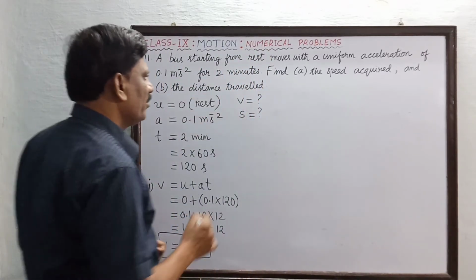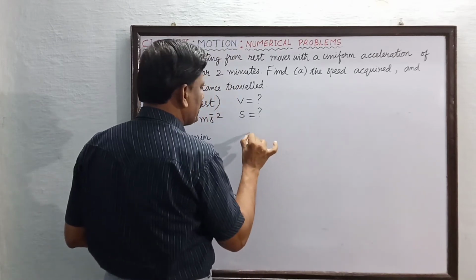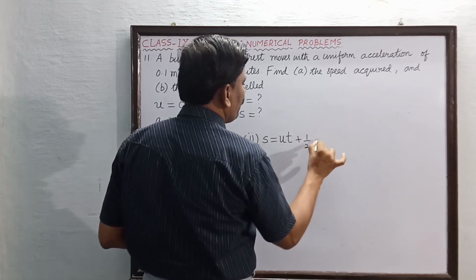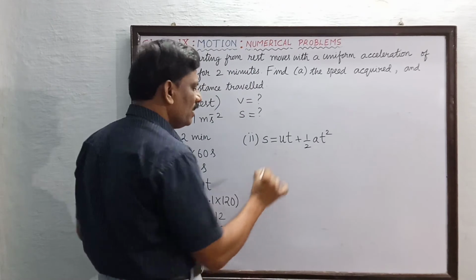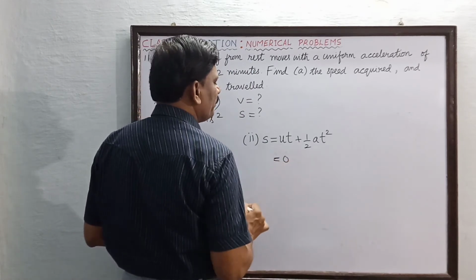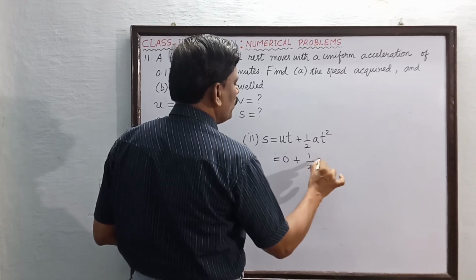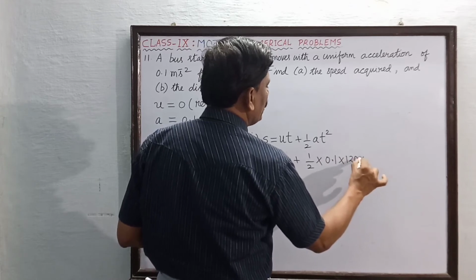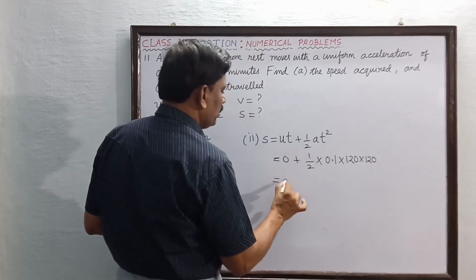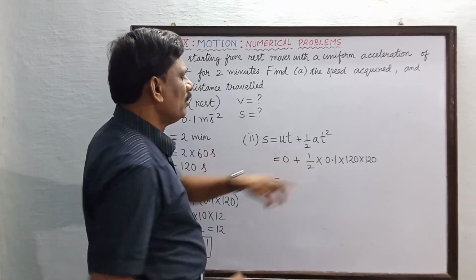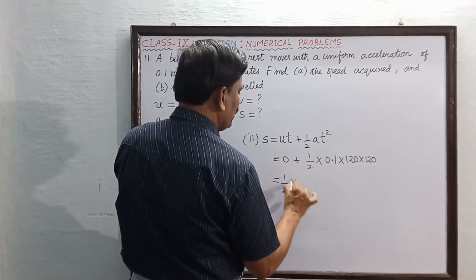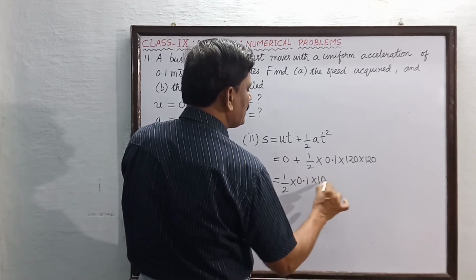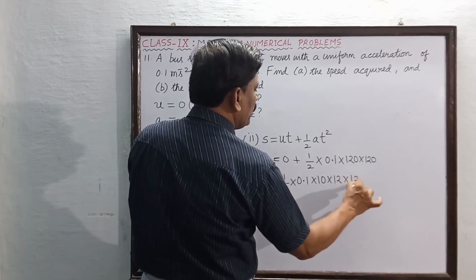The distance travelled. For the second subdivision, we can use s equal to u into t plus half a into t square. So initial velocity is 0 plus 1 by 2 into acceleration 0.1 into t square. T square is 120 into 120. Now half into 0.1 into 120 into 120. I will split once again as 10 into 12 into 120.